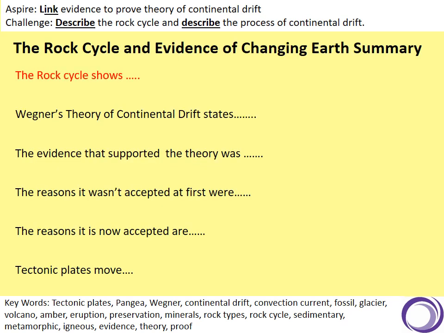So, you should now be able to summarise the rock cycle. You might want to sketch a diagram of it to help with your understanding. And I'm going to give you 1.5 minutes to complete that activity.